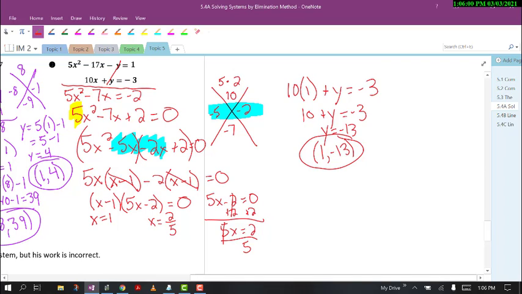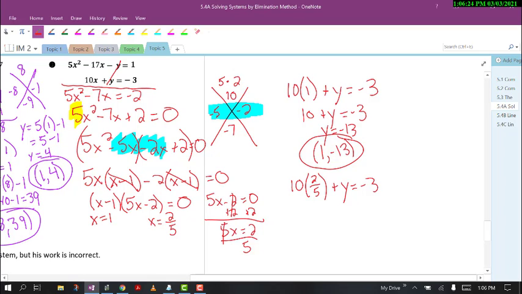Second equation, we need to substitute in 2 over 5, or second solution I should say. So 10 times 2 over 5 plus y equals negative 3. If you were to substitute 2 over 5 in for x in the first equation, you have to square it, you get 4 over 25, and it's just ugly. So it's easier just to use the second equation.